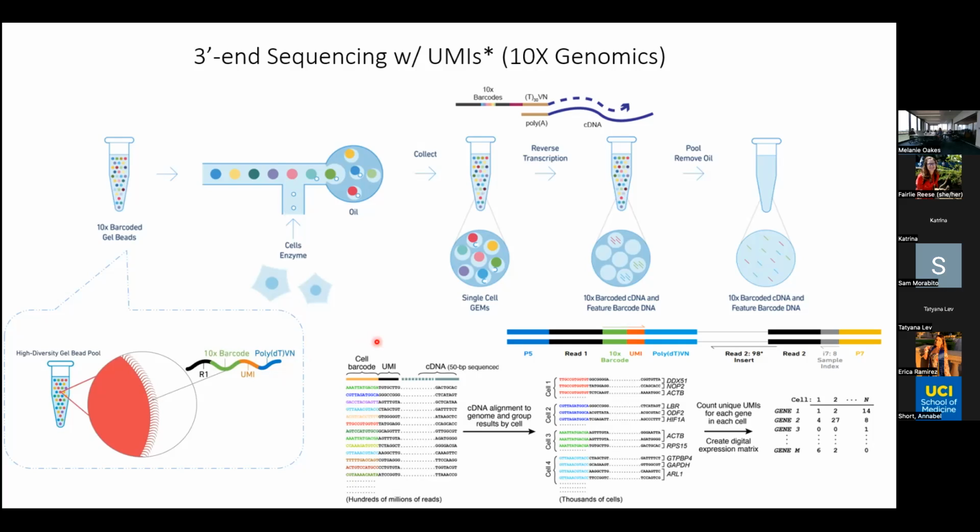The hydrogel dissolves, the cell lyses, and now we've got these primers that can hybridize to the poly-A regions of your messenger RNA sequences. There's the enzyme in there, reverse transcriptase, so it's making first strand synthesis.